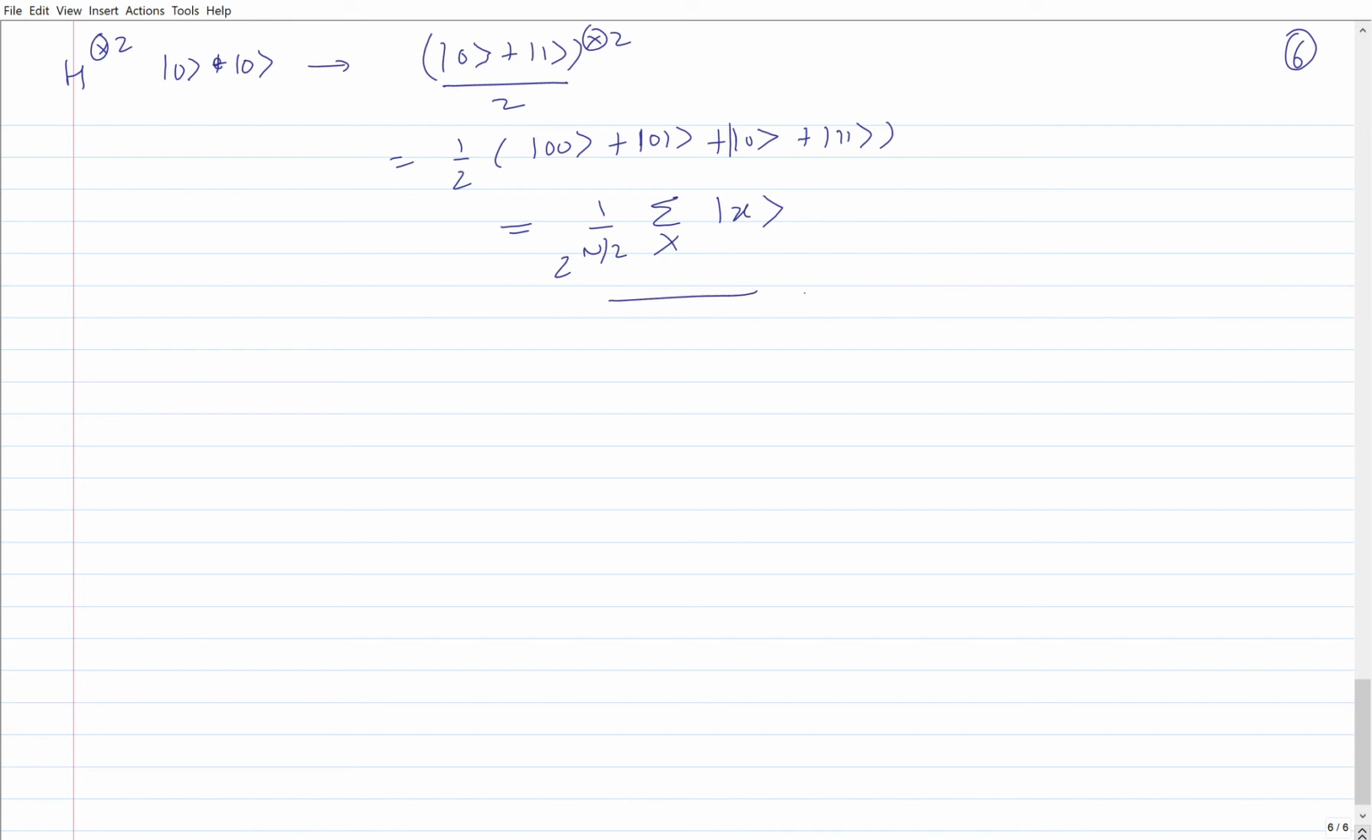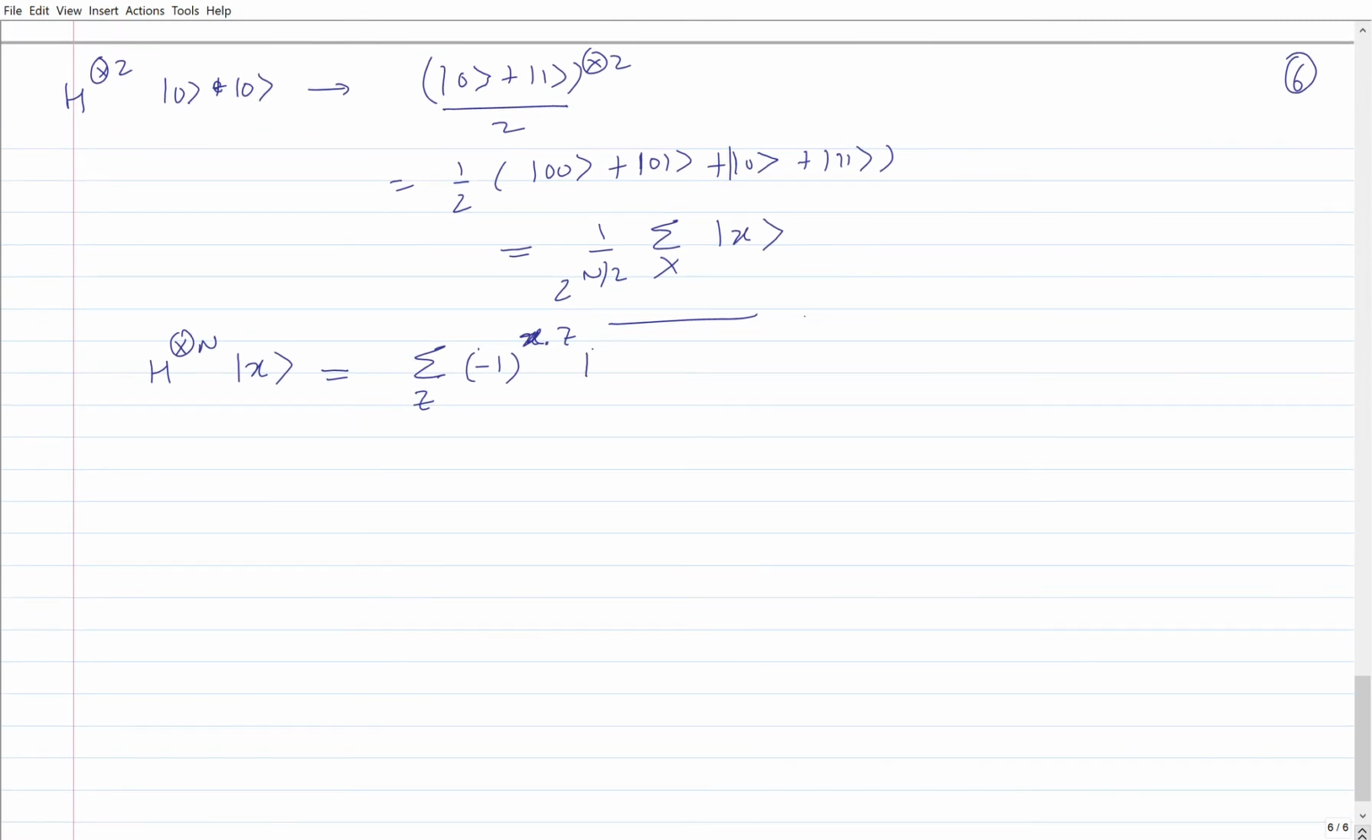And what happens when I apply a Hadamard transformation on one of these x's? Mind you, that's going to give me summation over z, minus 1 to the power of x dot z, summation over all possible z's over here. That's the idea. And some normalization over here.